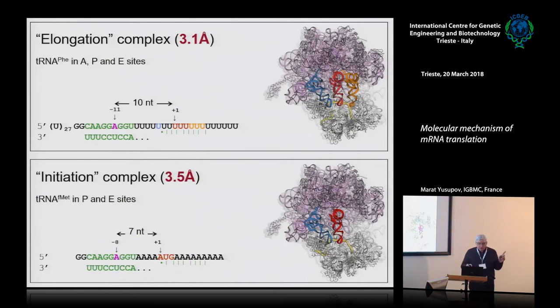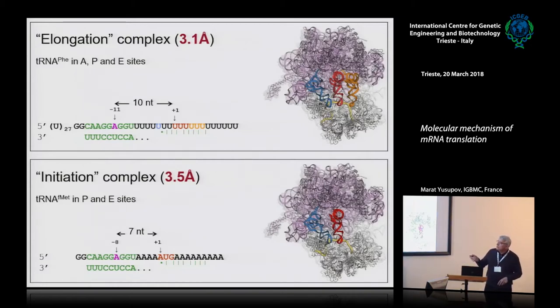As you can imagine, having this kind of messenger RNA, we fix the messenger RNA in the ribosome in two places. One by Shine-Dalgarno, because it is Shine-Dalgarno. Another one is here we have binding of tRNA, initiator tRNA. And this we name initiation complex. Okay?